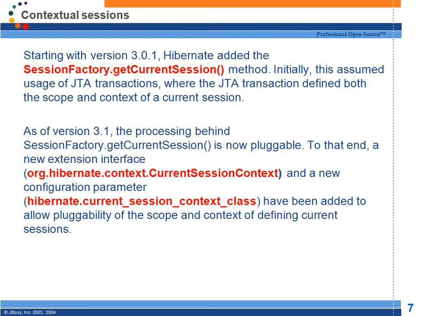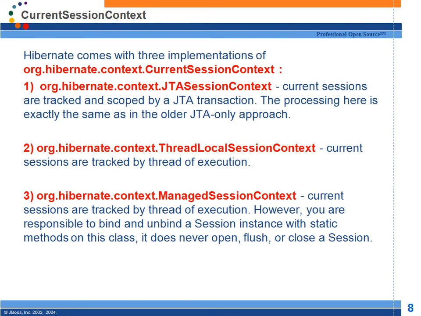Okay. How does this work? Now there is an interface called org.hibernate.context.CurrentSessionContext, and there are 3 implementations which are already given by Hibernate. These are the 3 implementations: JTASessionContext, ThreadLocalSessionContext, ManagedSessionContext. Okay, these are the 3 implementations, right?